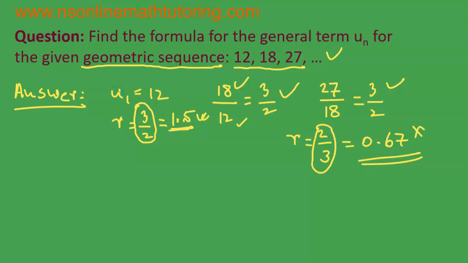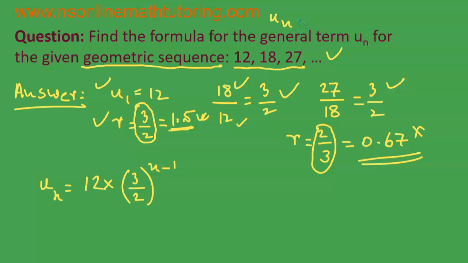So now that we know the first term and the common ratio, we are in a position to give the formula for the nth term, or un. So un will be equal to u1, that is 12, times r, which is 3 over 2, to the power of n minus 1. Okay, so the r value, or the common ratio value, is getting raised to the power of n minus 1. So this is our answer.